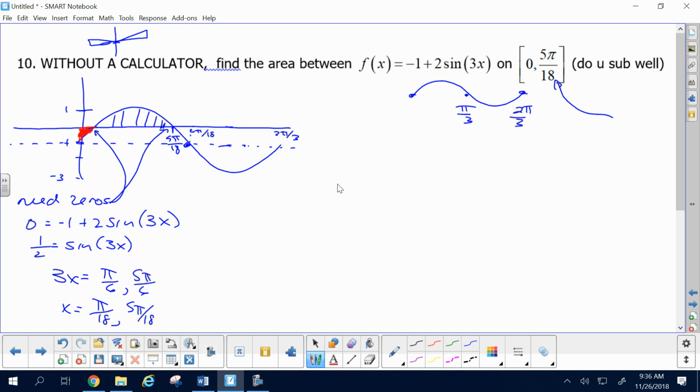All right. Now, this region in red. To make that positive, what would you have to do with the function? Negate it. So from 0 to, what's the dividing line between there? Pi over 18, I'm going to integrate 1 minus 2 sine of 3x. And then the next interval, from where to where? Pi over 18 to 5 pi over 18. Am I going to do normal f or opposite f? Normal f.